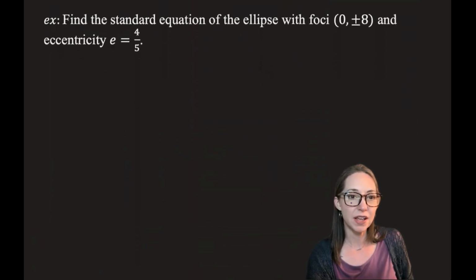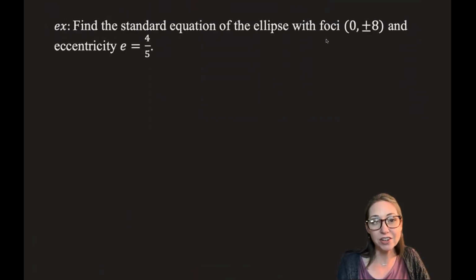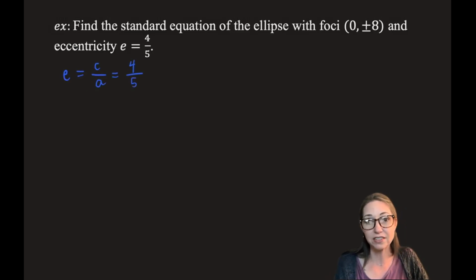So what we're going to do is find the equation of the ellipse with foci at 0, plus or minus 8, and eccentricity equal to 4/5. We just learned that eccentricity is the ratio of C to A, where C is the distance from a focus to the center and A is the distance from a vertex to the center.